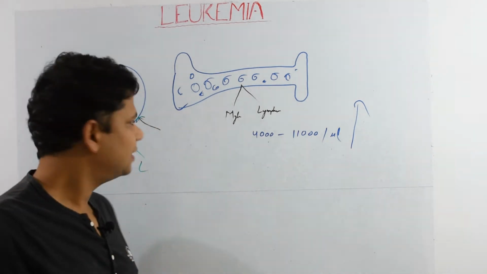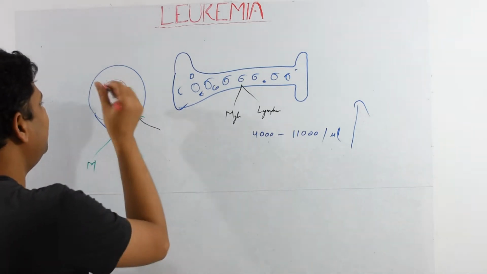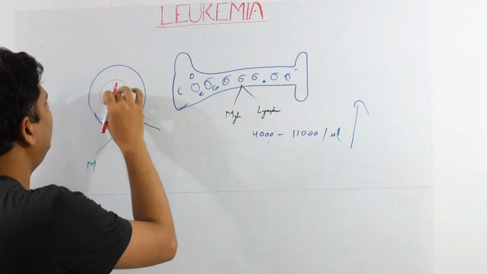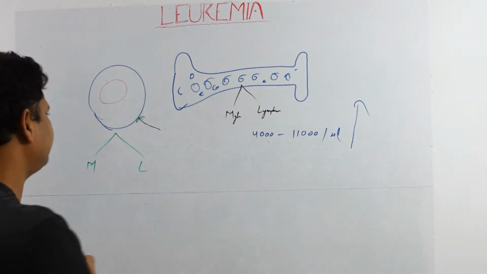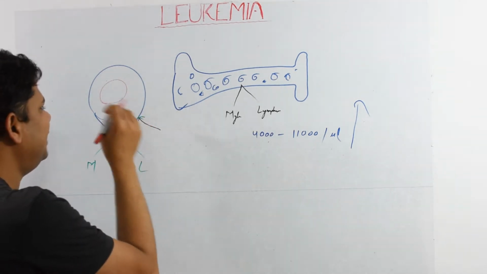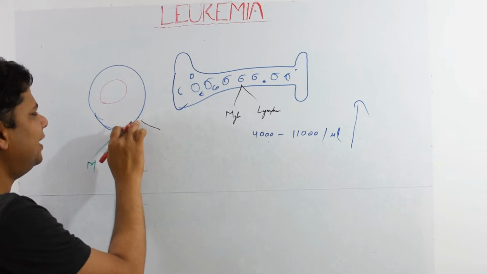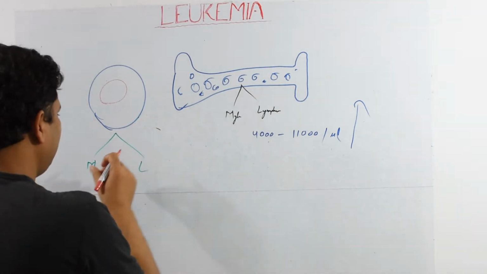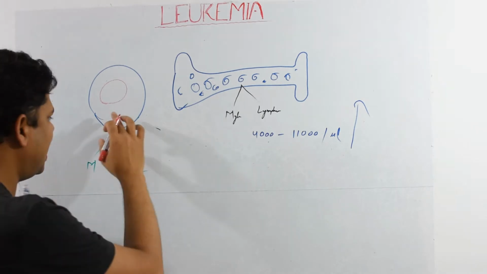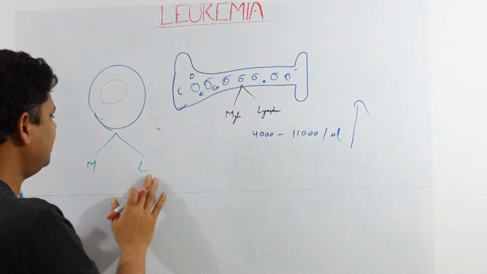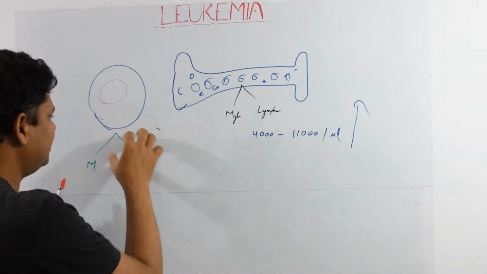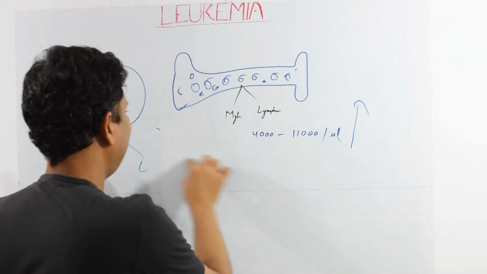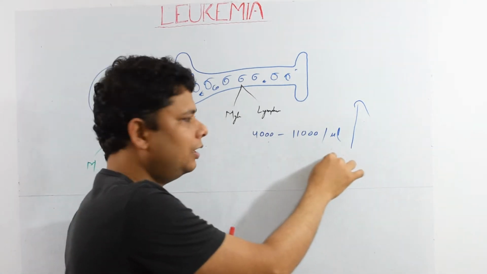Sometimes what happens, there are some mutations in its chromosome or in some of the genes. So in that case, it doesn't need any signal to grow. It automatically grows to myeloid or lymphoid, and it starts growing unlimited. So this will increase the number of leukocytes.